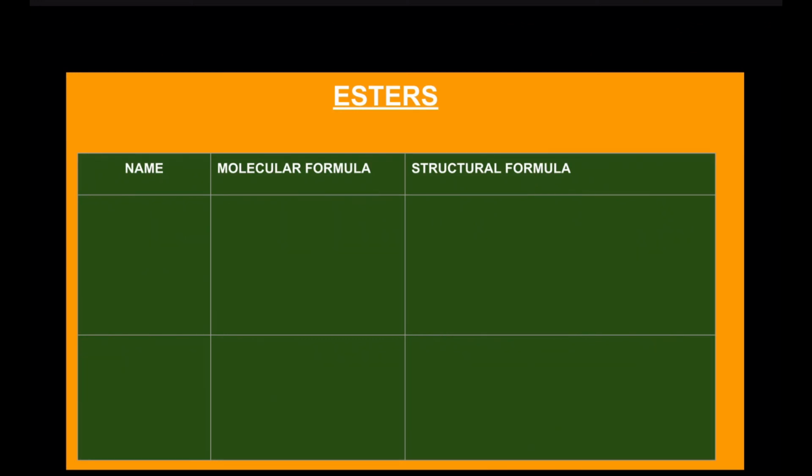So I hope you must have understood the nomenclature and the different homologous series today. In the next video, we are going to take a few more topics of the chapter Carbon and its Compounds.